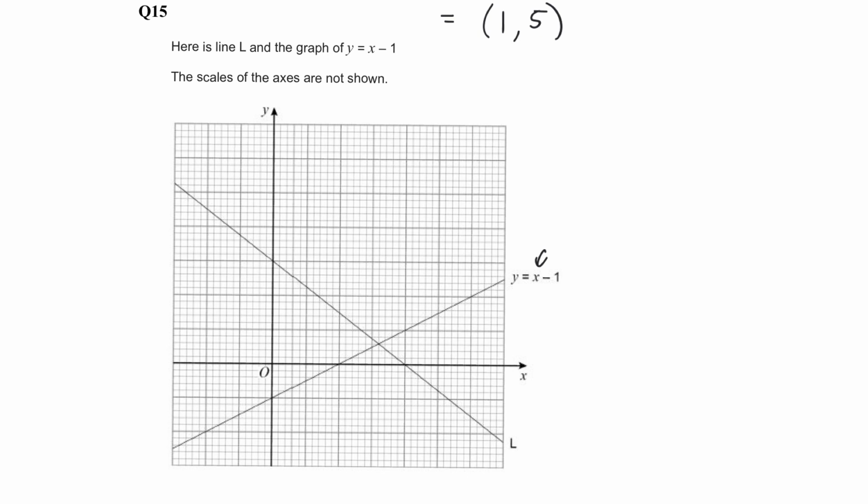So here we can see the gradient is equal to 1. Because remember, it's y equals mx plus c. And if you haven't got a number in front of a letter, that indicates that it's equal to 1. So that's why we know our gradient is 1.